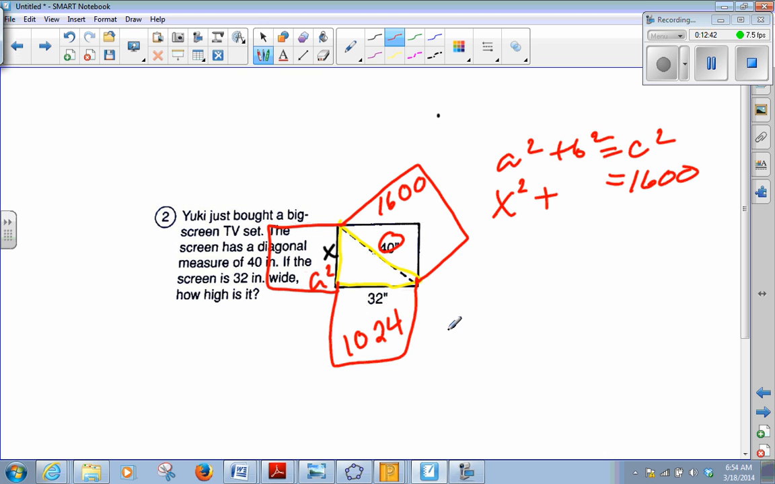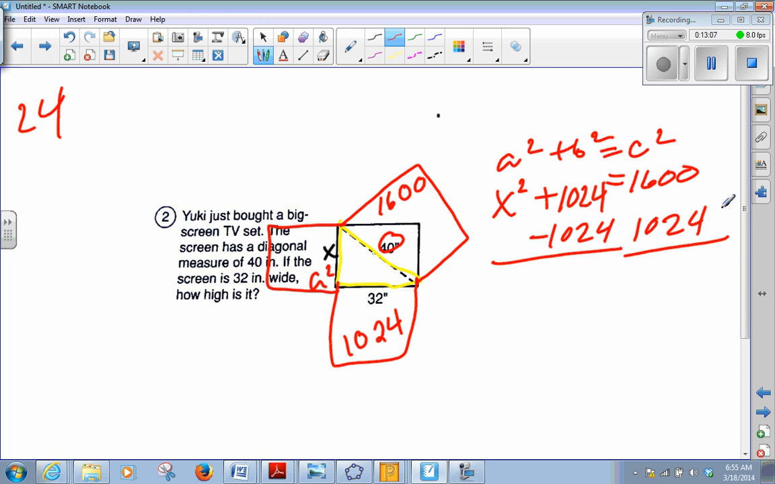1,024. Oh, I forgot to tell you that the answer for this was 24. So if you got 24 for your answer, you can move on. Okay, so I did x squared plus 1,024. Again, because I have a missing leg, I'm going to have to subtract instead of adding them together. You only add when you're given A plus B. But whenever you're not given both A and B, you're going to have to subtract.